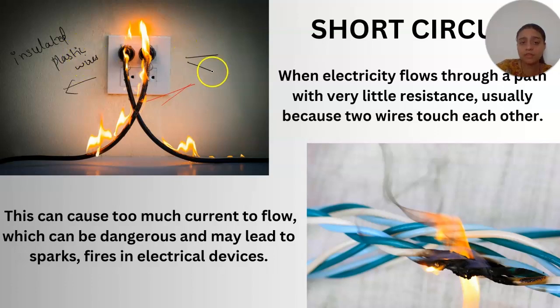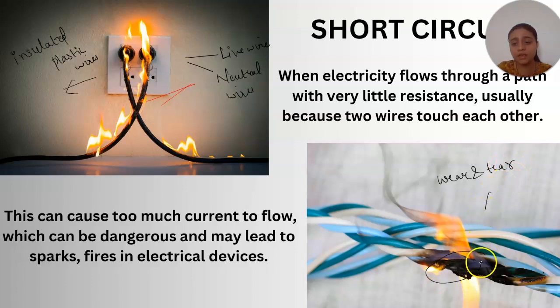Two types of wires are present. Number one is the live wire, and the other one is the neutral wire. These two wires actually help in running the electrical appliances. But the situation comes when these wires face wear and tear.